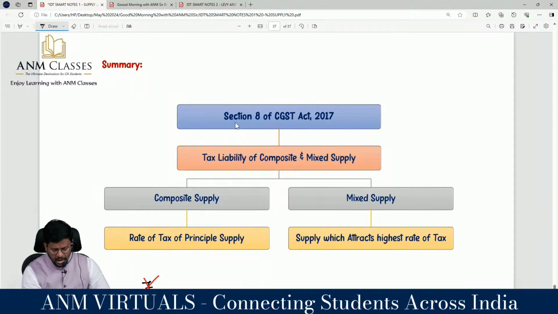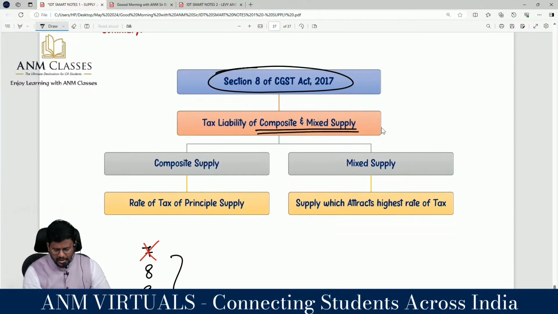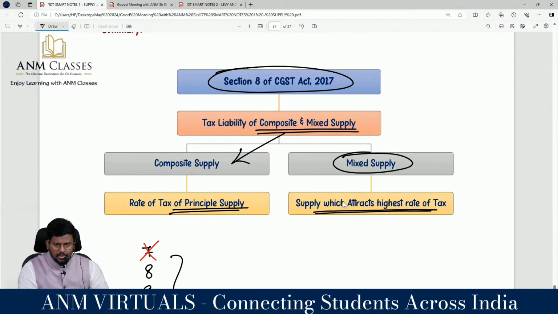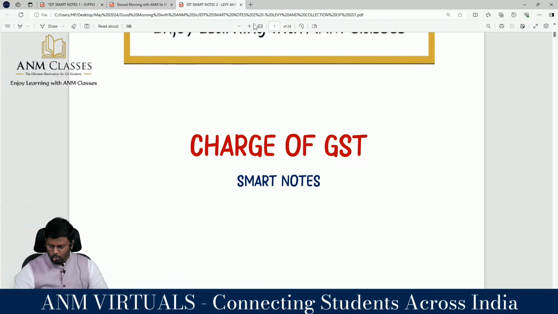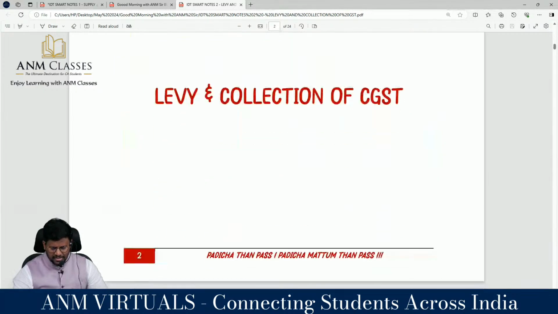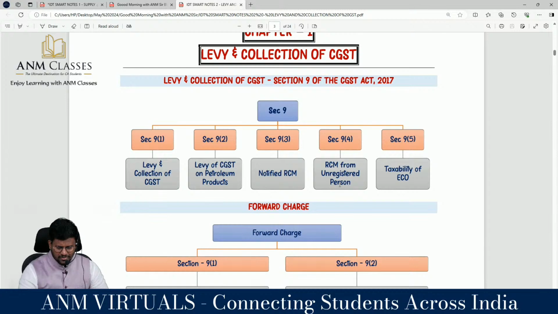Correct? So Section 8 of the CGST Act: tax liability for composite and mixed supply. If it is a composite supply, the rate of tax of the principal supply. If it is a mixed supply, the supply which attracts the highest rate of tax. That means what is Section 7? Supply. Correct? What is Section 8? Tax rate for composite and mixed supply. With this we can say that we are through with Section 7 and Section 8 of the CGST Act. Yes, shall we come to the levy and collection of CGST?